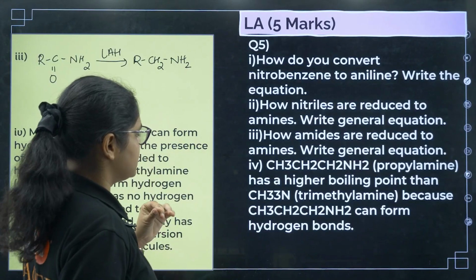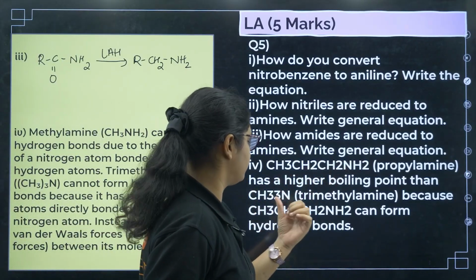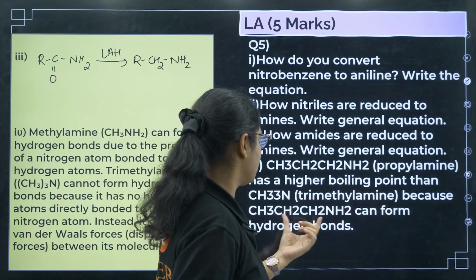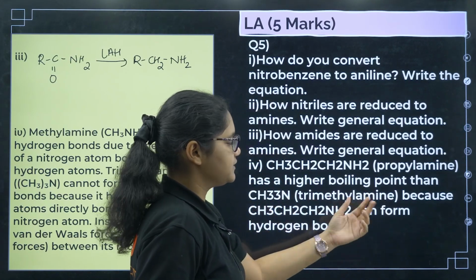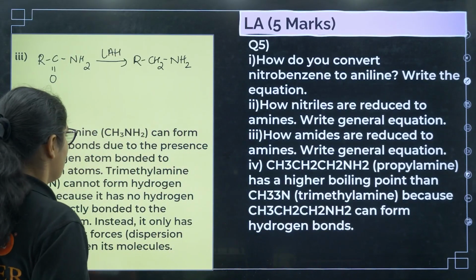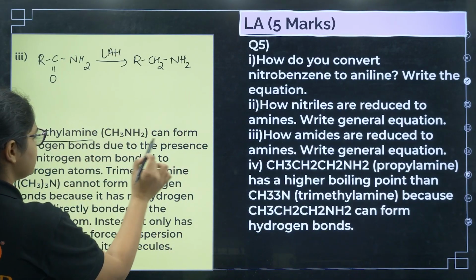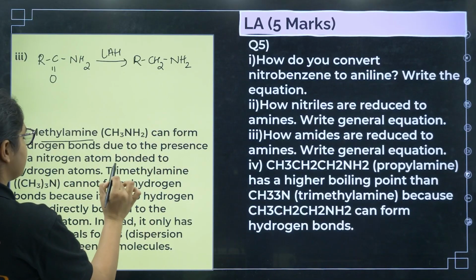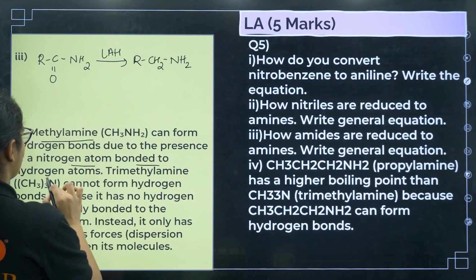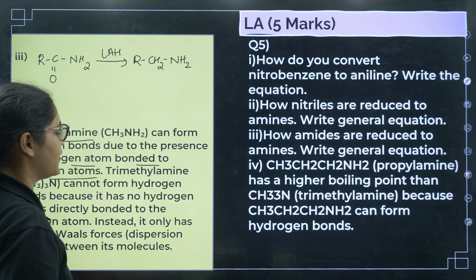Next, CH3CH2CH2NH2 has a higher boiling point than (CH3)3N. The question is actually why. I have already given the answer here also. You can see that propylamine can form hydrogen bonds due to the presence of a nitrogen atom bonded to a hydrogen atom. Okay, it can form hydrogen bonds.